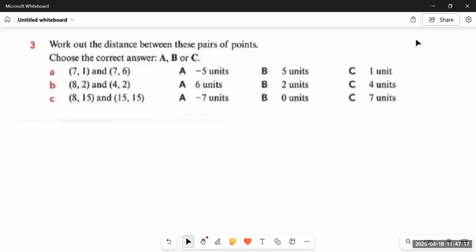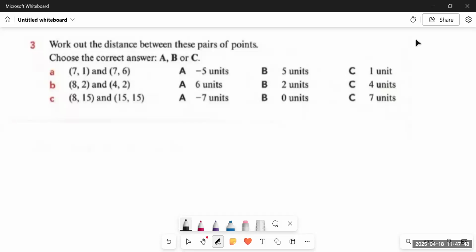Now let's move to question number 3, which says, work out the distance between these pair of points. Choose the correct answer, A, B, or C. So we are provided with 3 options with every number, and we have to figure out which one would be the correct one. I want to tell you one more thing over here. Whenever we calculate the distance, it won't ever be negative, okay? We always calculate the distance as positive. So -5 or -7 or whatever minus we will have, that won't be correct.